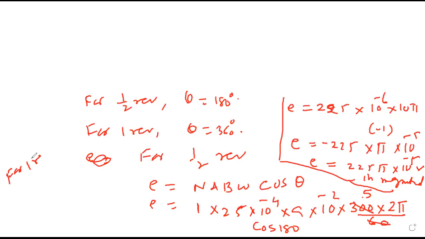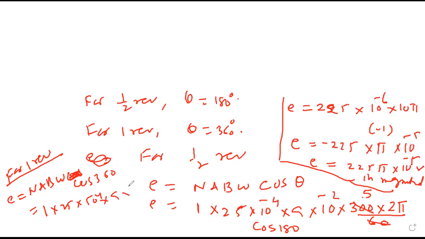Now for one revolution, E will be NAB omega cos of 360. Cos of 360 means cos 0, which is 1. So it is NAB omega. N is 1, area 25 into 10 raised to minus 4, B 9 into 10 raised to minus 2, into omega 300 into 2 pi by 60. Okay, just write the formula this way.